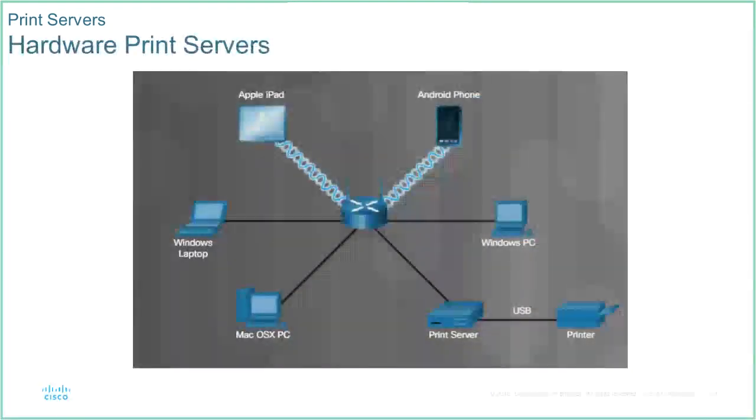Alright, hardware print servers. So basically how this works is we have a dedicated print service attached to a physical printer. Now obviously that's basically the same setup as the shared PC. That print service has got to be on all the time for all these devices to send work to it, and then for it to push it out to the printer.